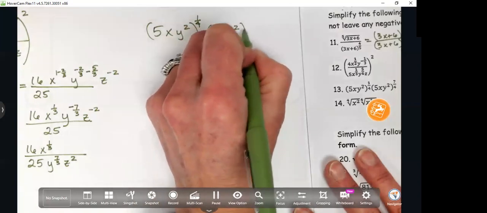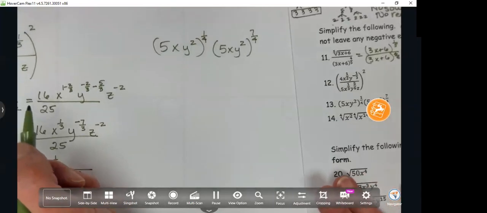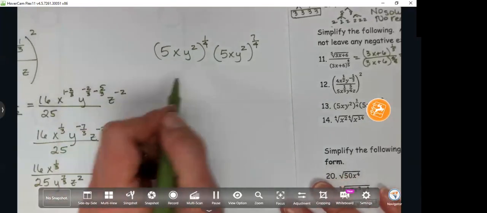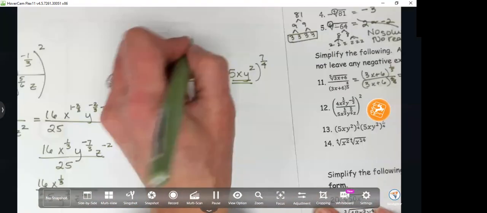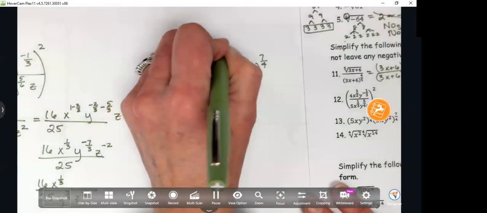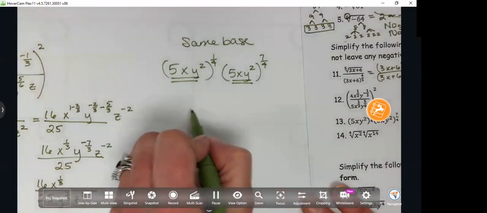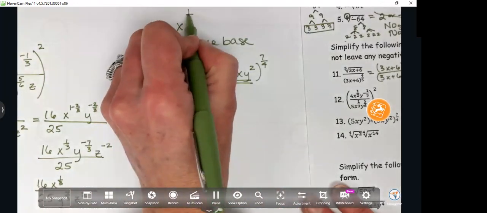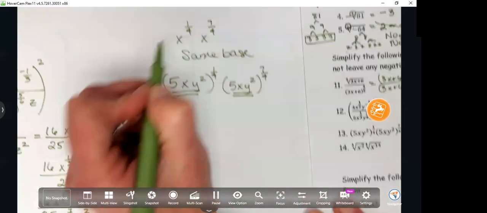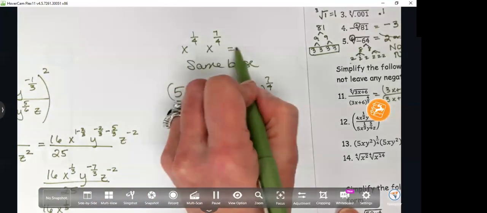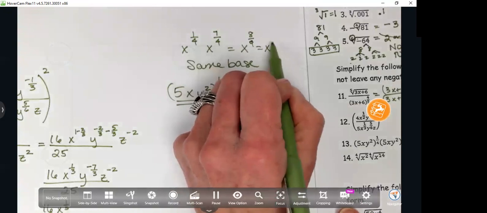5xy squared to the 7/4. Now, let me tell you this. Again, there are multiple ways to do this, but I see these are the same base. So what I can do is if I were to have x to the 1/4 times x to the 7/4, I could add those together and I would get x to the 8/4, which would be x squared.